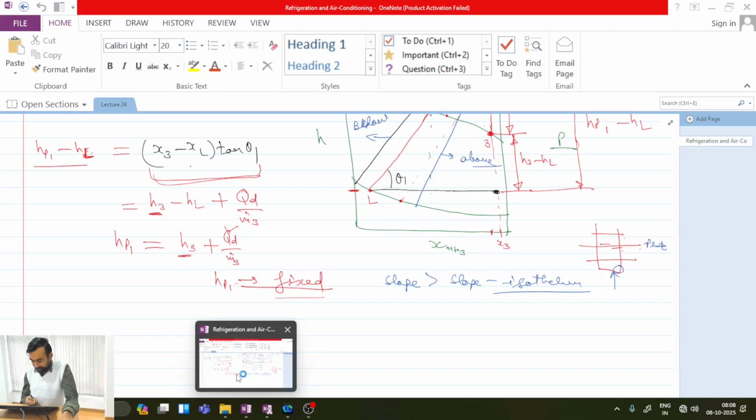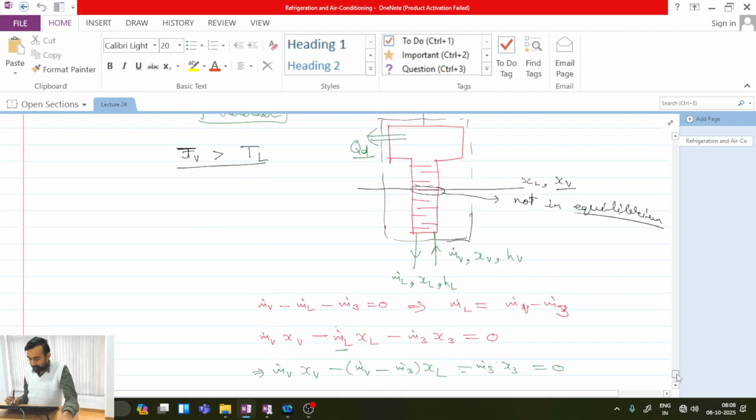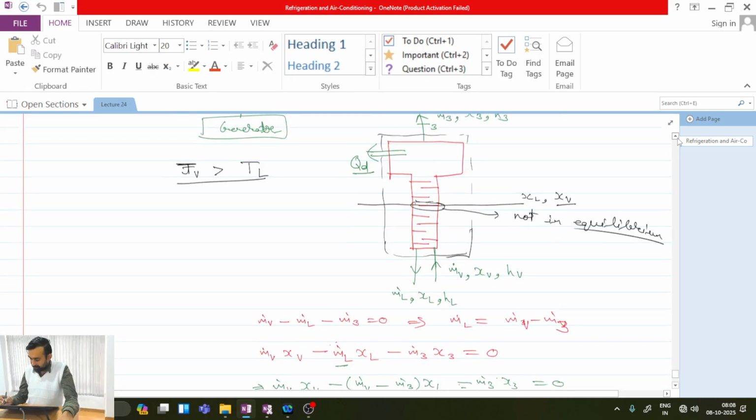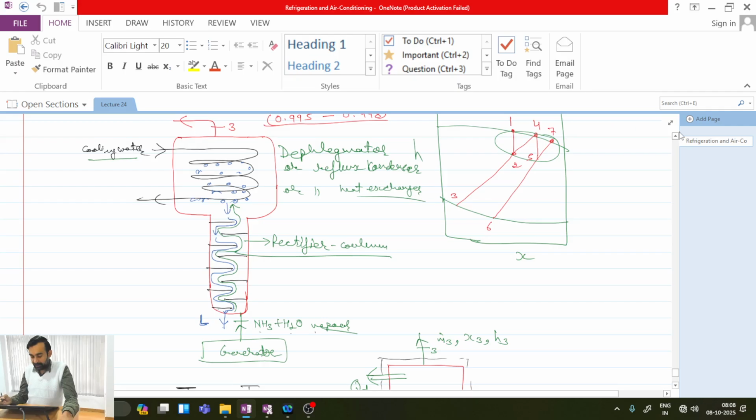Okay, good morning. So we have been discussing the ammonia enrichment process in the previous class, and specifically we discussed the deflegmator and the rectification column. I told you that after the generator, whatever fluid is coming is our ammonia plus water, because ammonia vapor, though it has to be pure ammonia vapor, will have some water vapor also present.